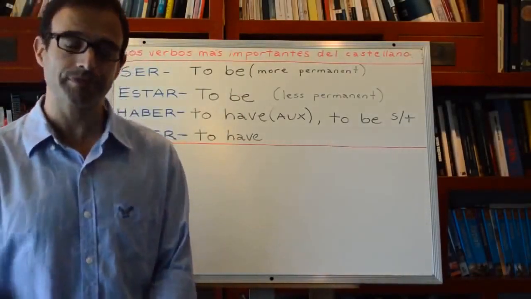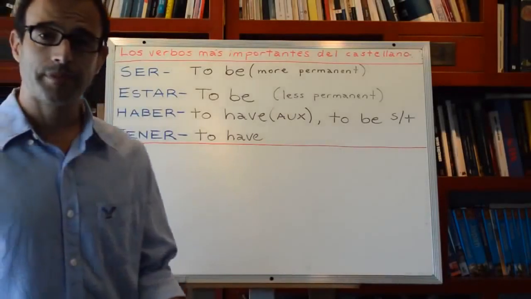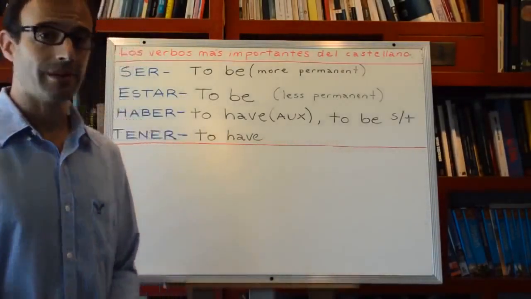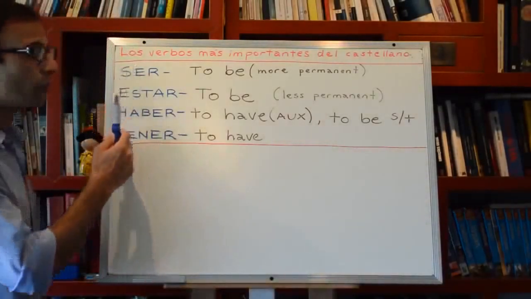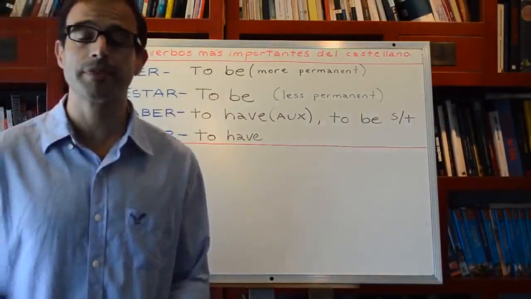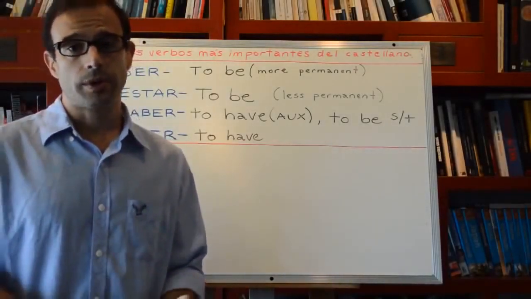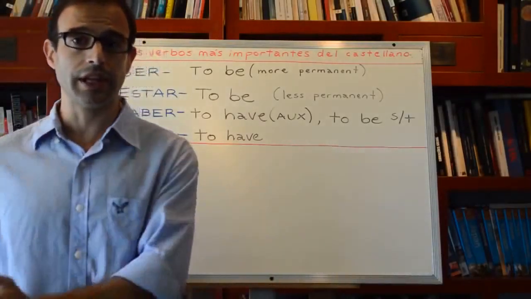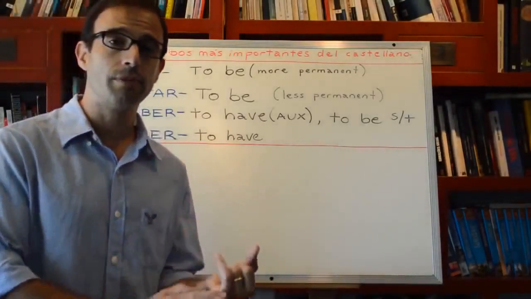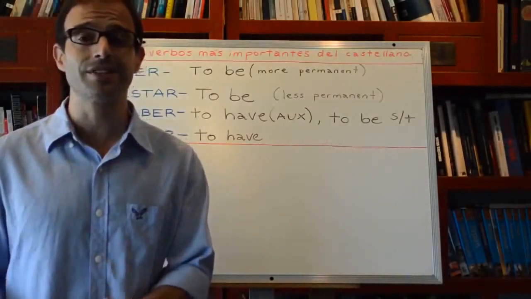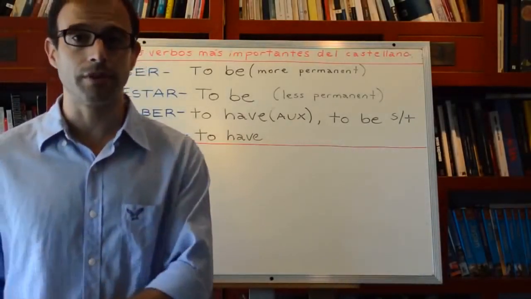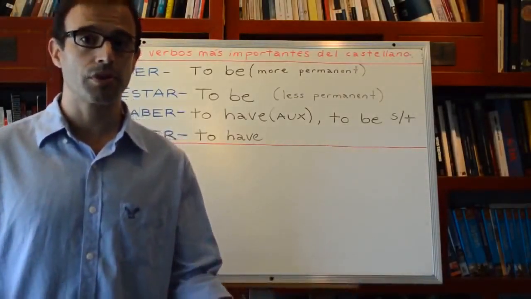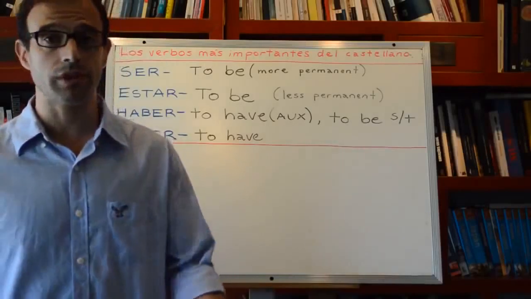As usual, the most important verbs in our language are irregular, and that's the case with these 4 verbs. These are irregular verbs. In Spanish, we have many more regular verbs than in English. So English has regular verbs and irregular verbs. However, in English, the irregular verbs represent a greater proportion or percentage of the total than in Spanish.